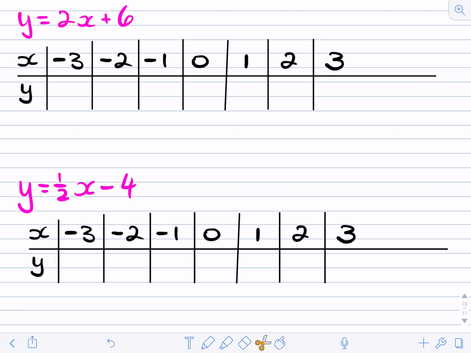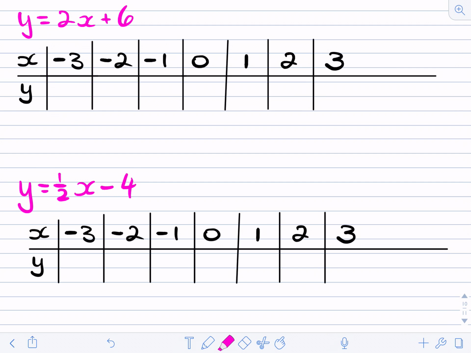So here we have two equations in the form of y equals mx plus b. The first one is y equals 2x plus 6, and the second one is y equals half x minus 4. Now, what does it mean, y equals 2x plus 6? That means that for the first column, the value of y, which is that unknown there, will equal 2 times whatever x is plus 6. So, how do we calculate that?